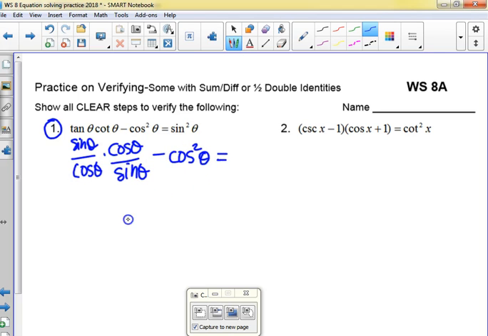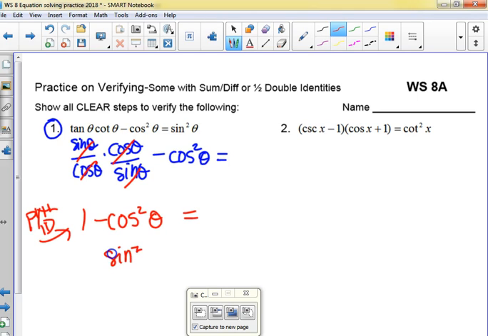What happens to all this? Okay, so I get 1 minus cosine squared. Make sure you're showing all your steps. And then there's a Pythagorean identity that makes that what? Just sine squared, which is equal to this right-hand side.